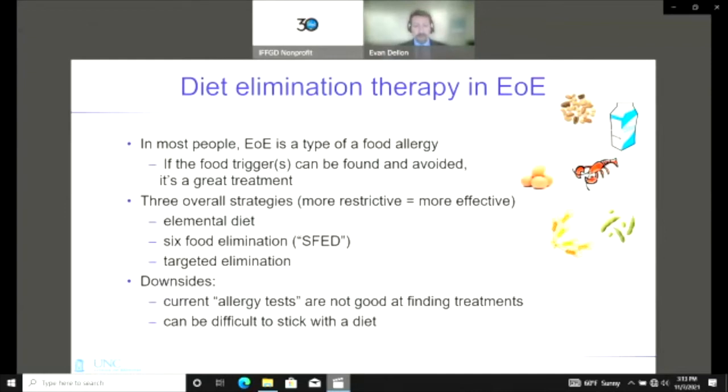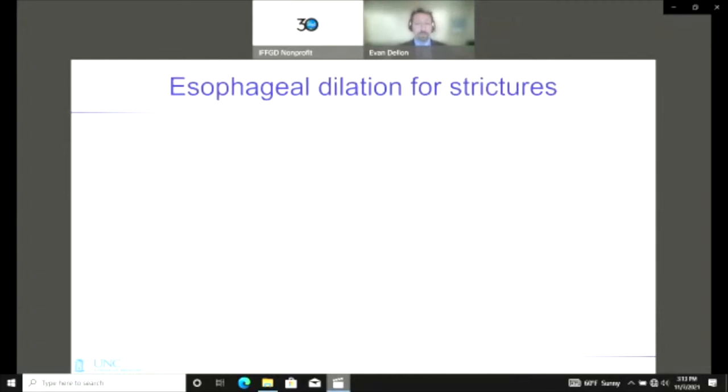So that's one of the real downsides of this kind of therapy, and it can be difficult to stick with the diet. But the overall goal is to eliminate a number of foods, and then with endoscopies and with the care of your doctor, add one back at a time and assess whether that individual food is a trigger. And then serially add back all of those foods until you know what the set of triggers would be.